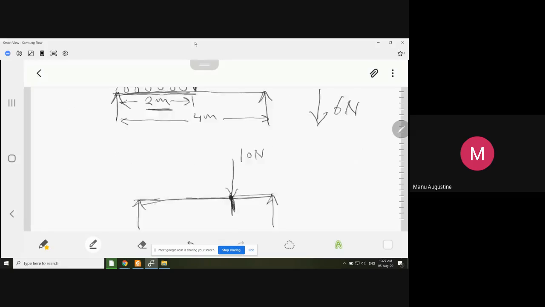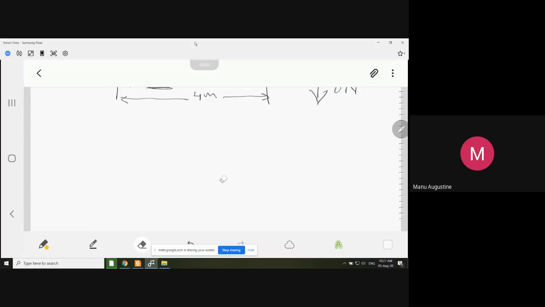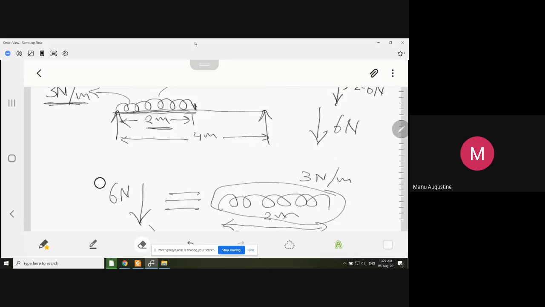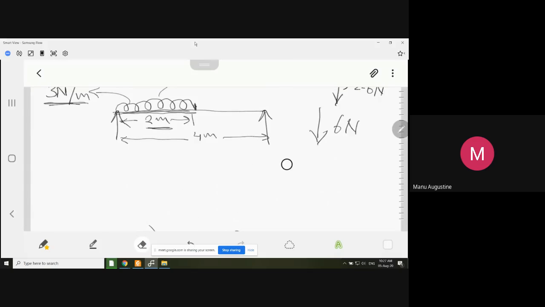This 6 newton load is equivalent to the UDL of 3 newton per meter spread over a distance of 2 meters. These two things are equivalent. Did you see that? This is how you convert a UDL into a point load. So the value of the point load which is equivalent to the UDL is always equal to the total value of the UDL. That is simple. So 6 newton point load has been achieved by us. Now the next task is where do I put this 6 newton?